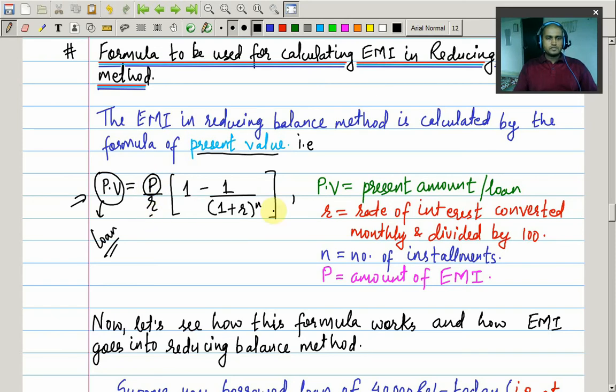R is the rate, N is the number of installments. So PV, present value, is the present amount, and in this case it's the loan amount. R is the rate of interest converted to monthly and divided by 100. N is the number of installments. P is the amount of EMI. In some books you can take it as X also.